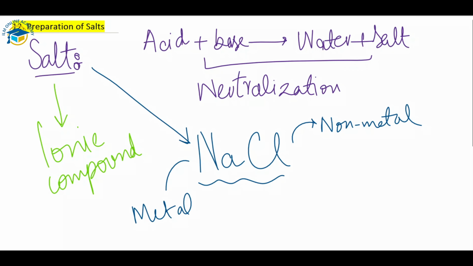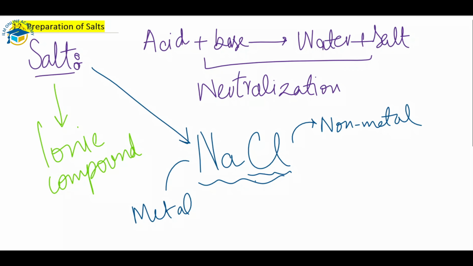We have generally two parts of the salts. You can see here the first part comes from the metal oxide or the metal carbonate that is used in the reaction, and the second part, this chloride, comes from the acid. The base gives the metal oxide or the metal hydroxide, and the non-metallic part, or the second part of the salt, comes from the acid. And the name of a salt can be determined by looking at the reactants.